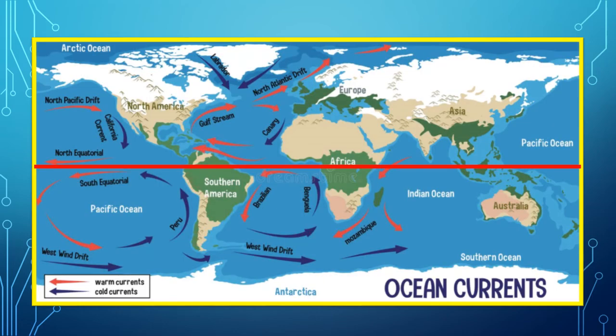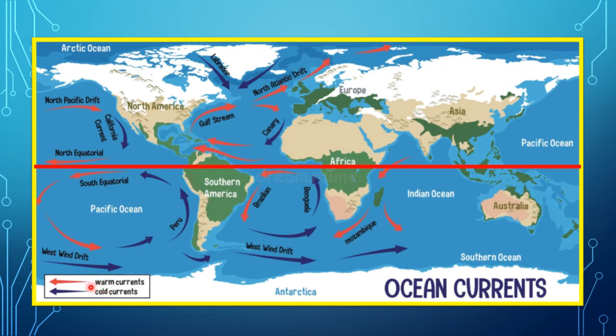Now children, this is a world map showing all the ocean currents of the world. This red line that you see is the equator. As I told you, there are two types of currents, warm currents and cold currents. The warm currents are shown in red arrows and the cold currents are shown in blue arrows. As I told you, warm currents originate from the equator.